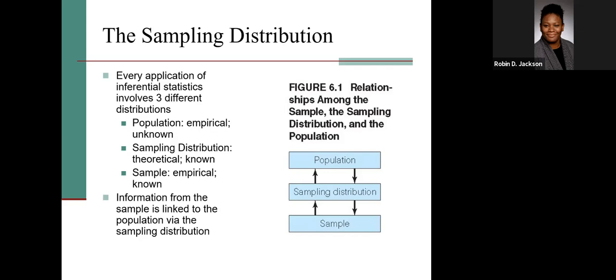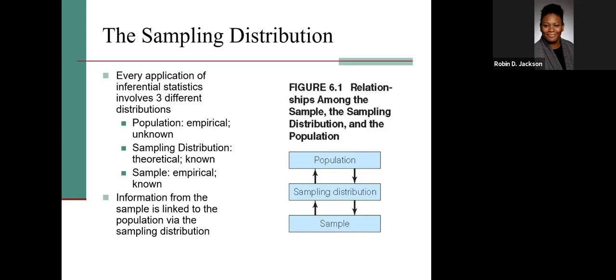What I have here is just a summary. But basically, when it comes to inferential statistics, it involves these three different distributions. Like it says here at the very bottom of the screen, information from the sample is linked to the population by way of the sampling distribution, okay? So as you can see in that graphic, figure 6.1, which gives you the relationship amongst those three distributions, you see that the sampling distribution is in the middle. And that's what links the population distribution to the sample distribution, okay?